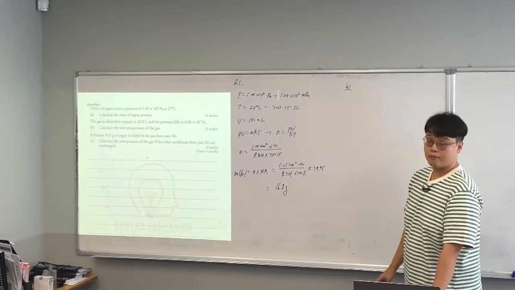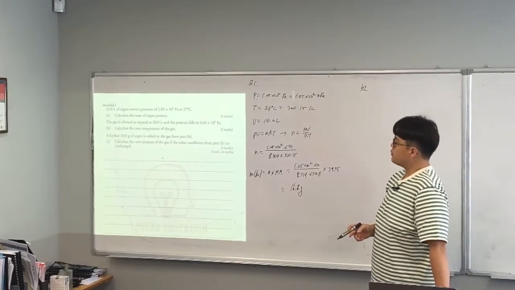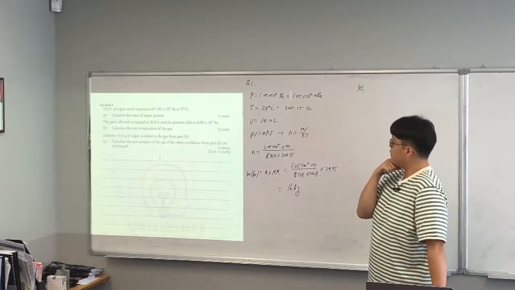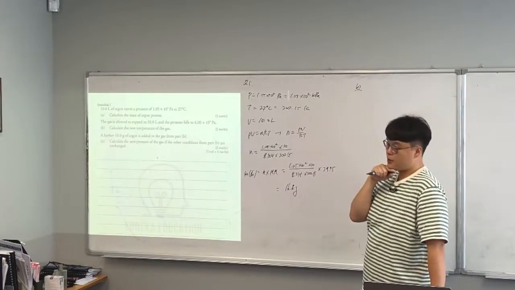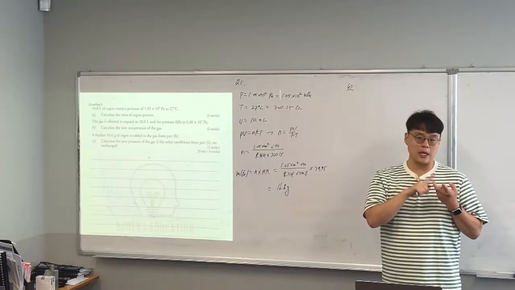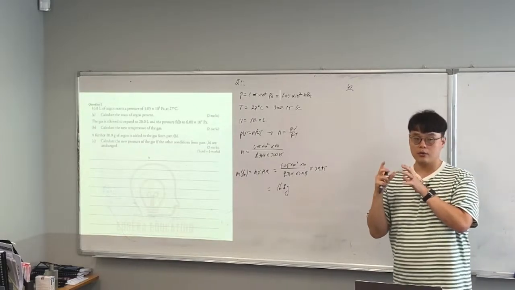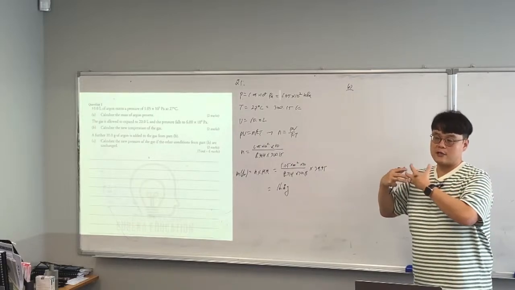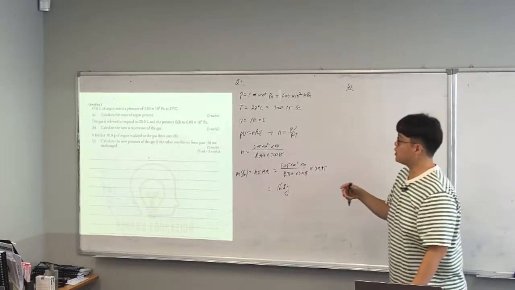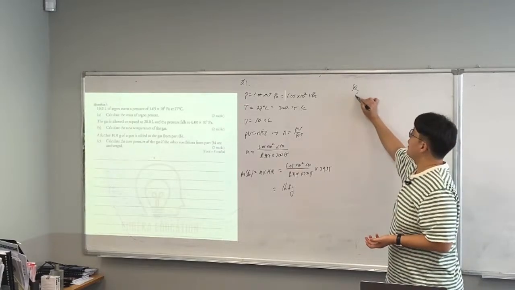Good. B. The gas is allowed to expand to 20 liters, and the pressure falls to 6 times 10 to the power 4 Pascal. Calculate the new temperature of the gas. All right. We do not need to use the ideal gas law for this kind of case, because the other gas factors are constant. You only get a change of something. So this is a time that you use the combined gas law.